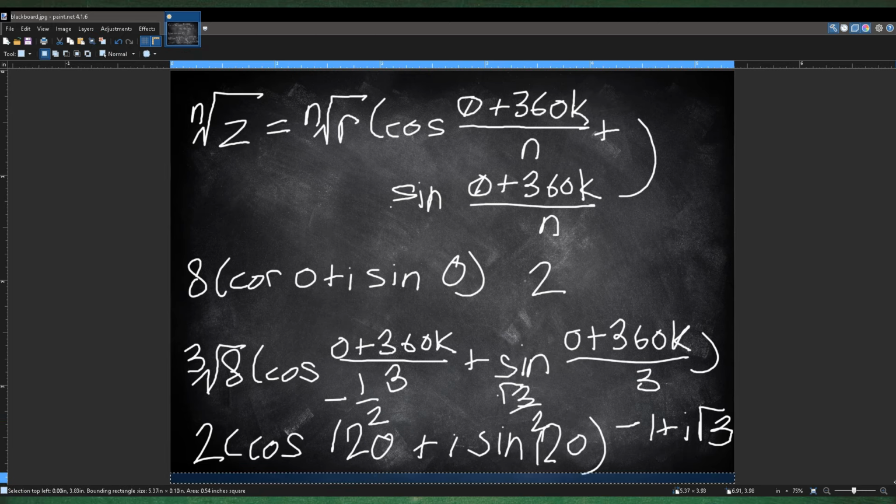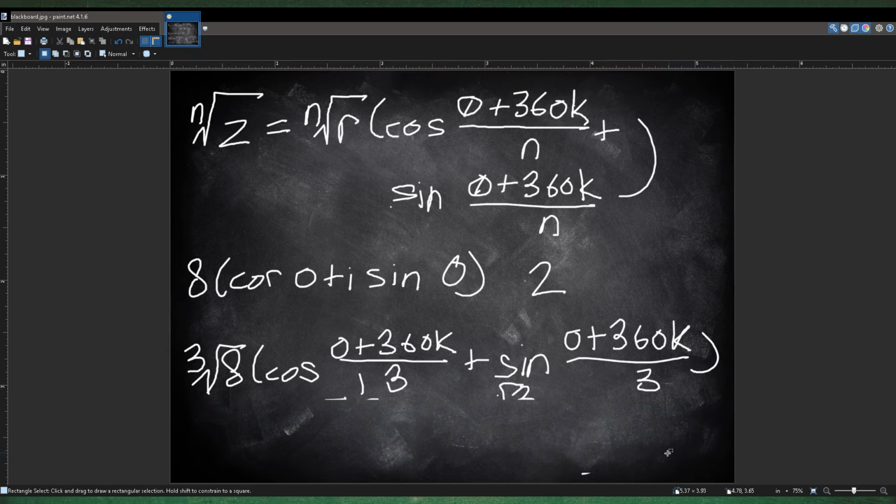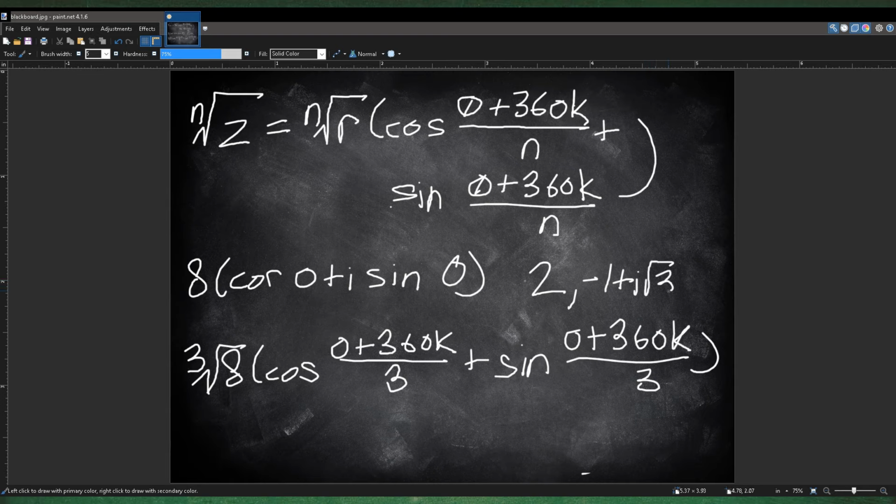Let me delete this. Okay. So our second answer is negative 1 plus i square root 3. So that's our first imaginary number. And then we have to plug in when k is equal to 2, which is our final one.